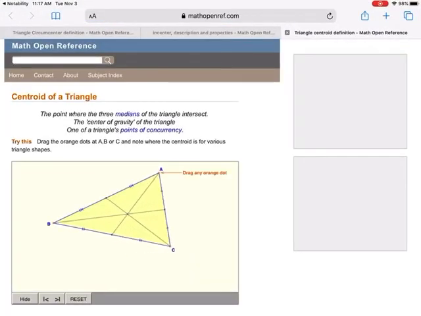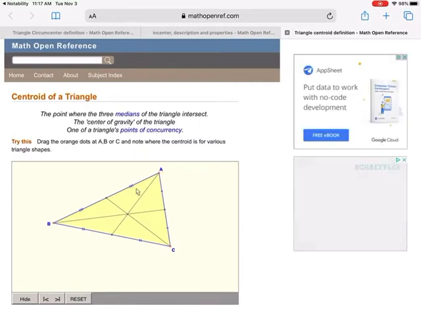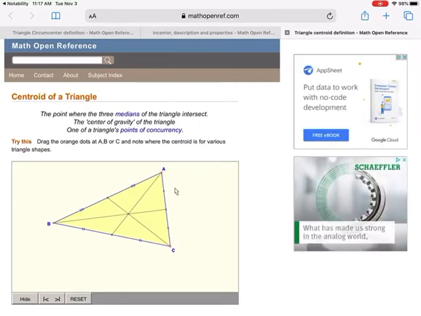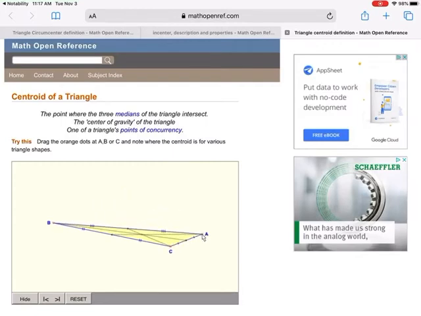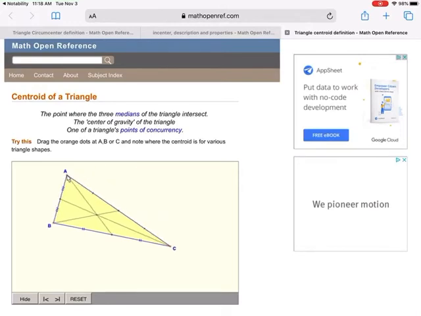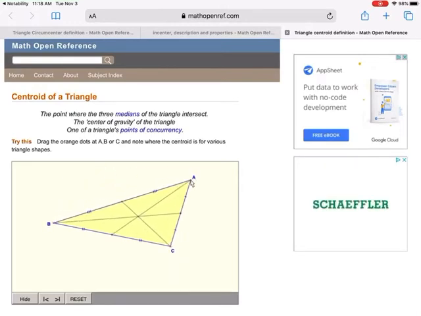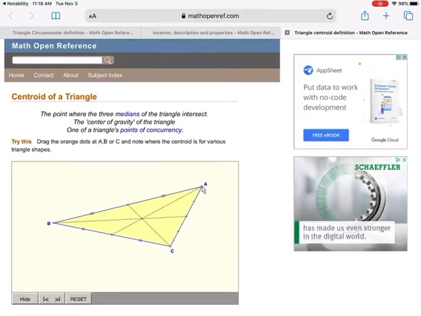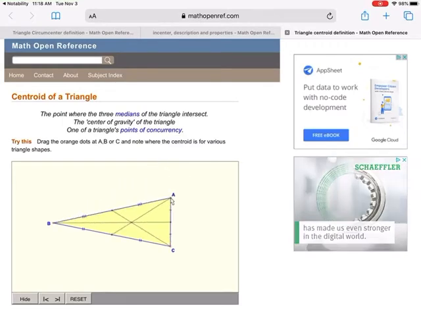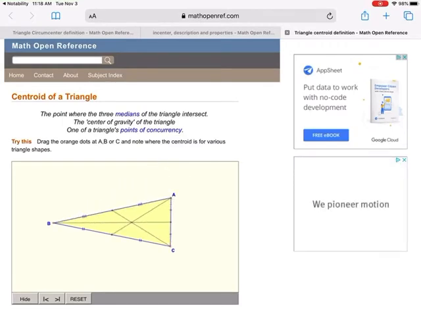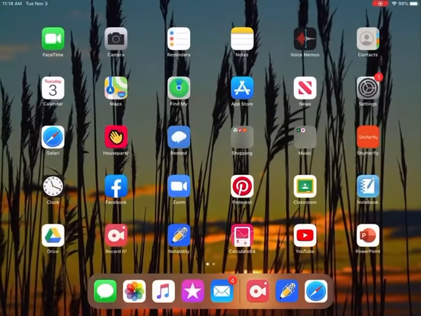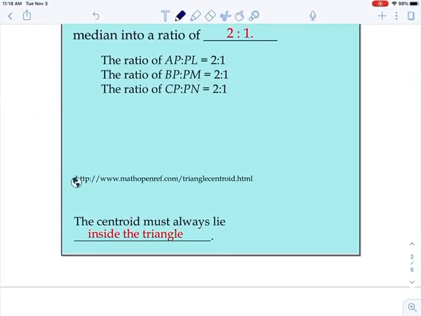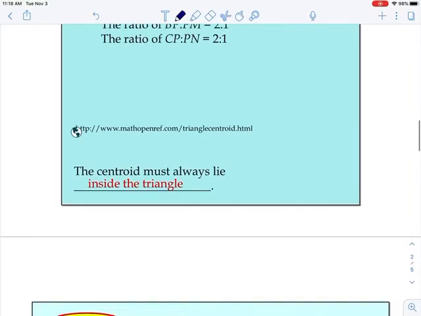And you can see that no matter how I drag this point, anywhere I go, what happens to that centroid? It is going to stay on the inside of that triangle. So the centroid must always lie inside the triangle.